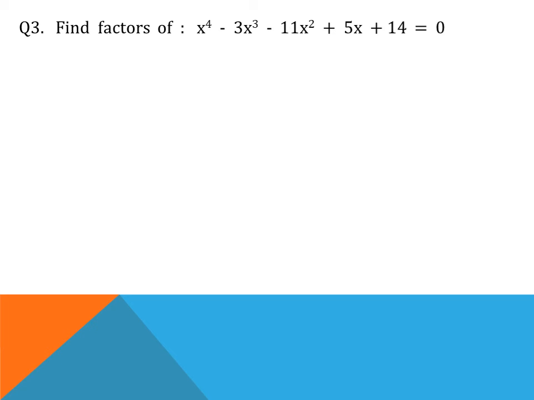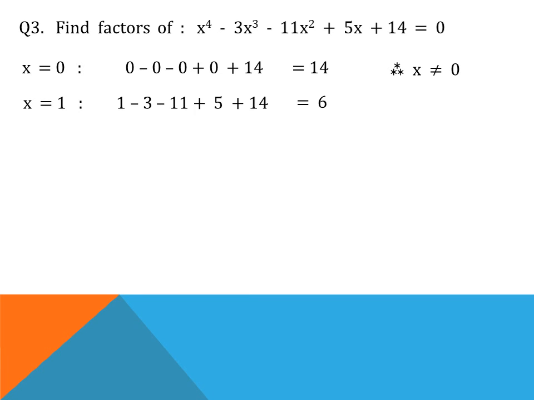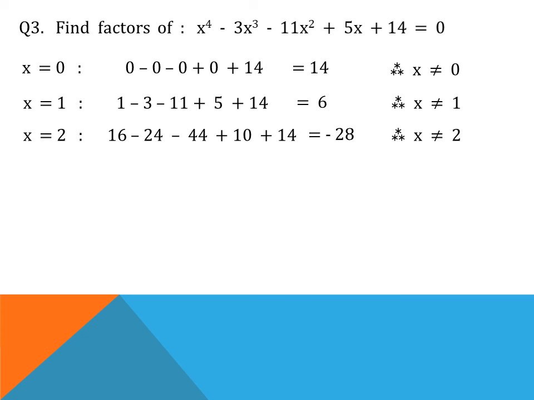Putting x value as 0 in our main question gives us 0 raised to 4 minus 3 into 0 cube minus 11 into 0 square plus 5 into 0 plus 14. That gives us 14. Obviously our equation is not getting satisfied, so x cannot have the value 0. Similarly we can try x is equal to 1 and then x is equal to 2. If you see, both values are not satisfying the equation. So let's try some negative values of x.